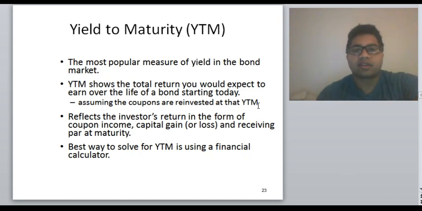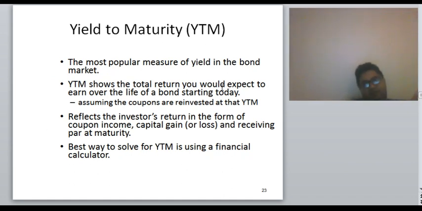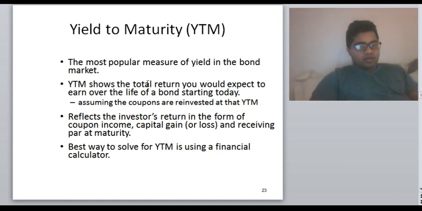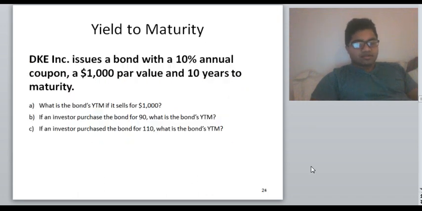Next is YTM, the most popular. So YTM is the most popular measure of yield in bond markets. YTM shows the total return you would expect to earn over the life of a bond starting today, assuming the coupons are reinvested. So reinvestments are important. YTM calculation always assumes that the coupons that you are getting are reinvested back into the bond. It reflects the investor's return in the form of coupon income, capital gains or losses, and receiving par at maturity. The best way to solve for YTM is using a financial calculator. So we'll solve it.